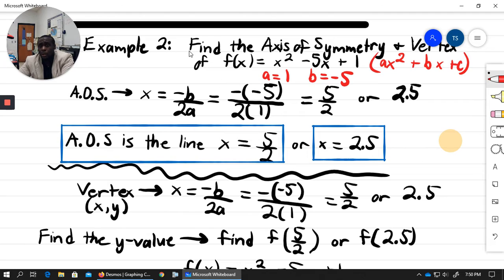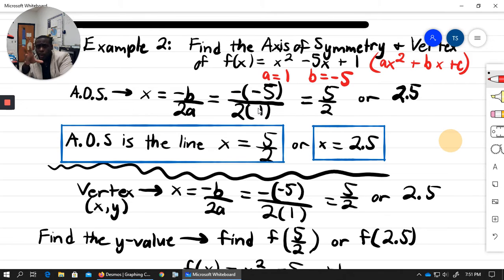All right, so let's say that we were finding the axis of symmetry and the vertex of f of x equals x squared minus 5x plus 1. Again, folks, sometimes they may not write it as y equals. They may write it as f of x equals. But again, we need to calculate what the axis of symmetry is using that formula of negative b over 2a.